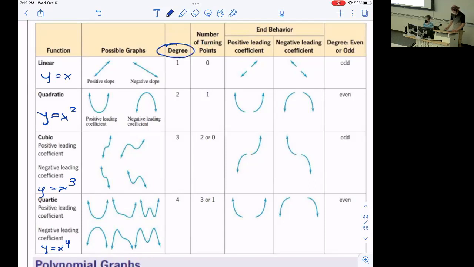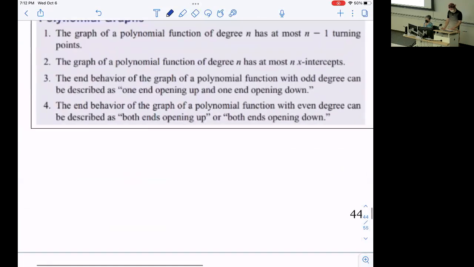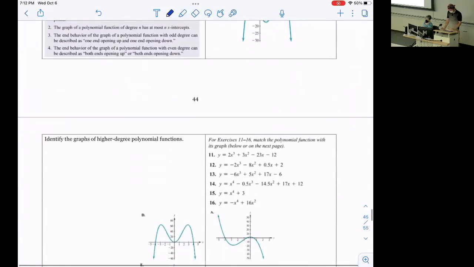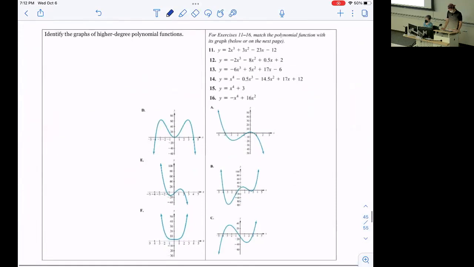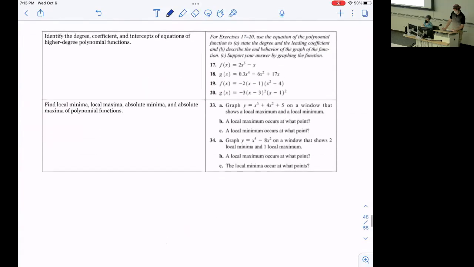All right, make sure you're familiar with the degree. The degree is what tells us what graphs those are. So is it first, second, third, fourth? And then that'll also tell you the number of turning points, if there are any. Let's go ahead and scroll down some more. And then, so this is just identifying the graphs of higher degree polynomial functions. So you'll look at it and say, okay, what does that look like according to that table we just saw? Go ahead and scroll some more.